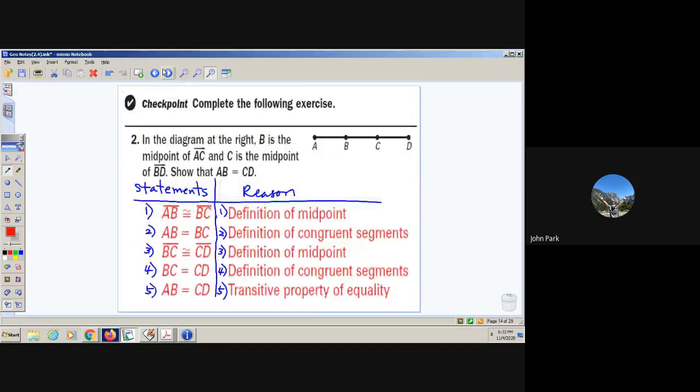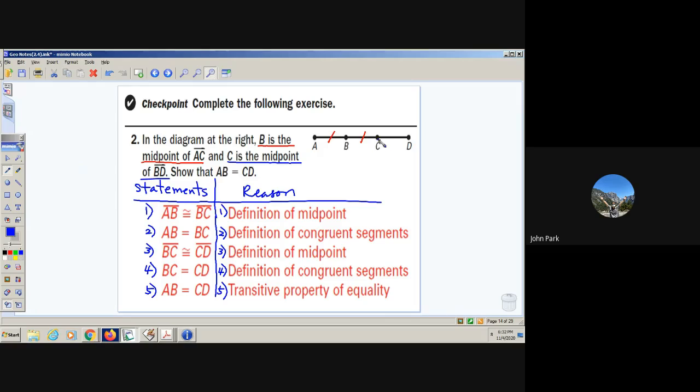Okay, one more. So here we have a diagram with all these different segments. And then it tells you here that B is the midpoint of segment AC, which means that B is in the middle. So that means AB and BC are going to be congruent. Remember, if there's a midpoint, right, by definition of a midpoint, these two segments are congruent. So that's kind of going back to our vocabulary with the midpoint from before. And then it also says C is the midpoint of BD.